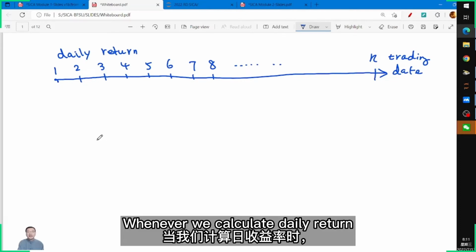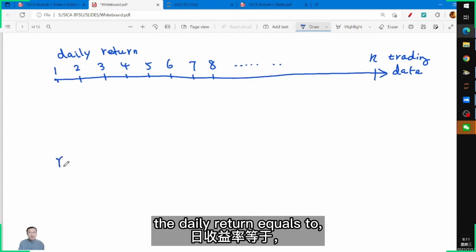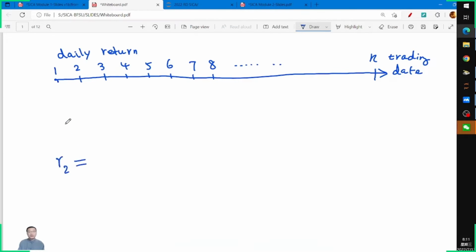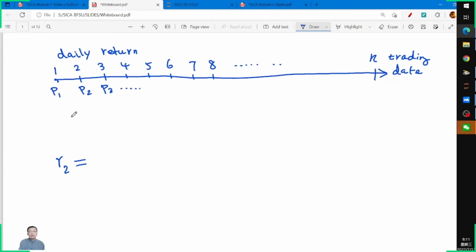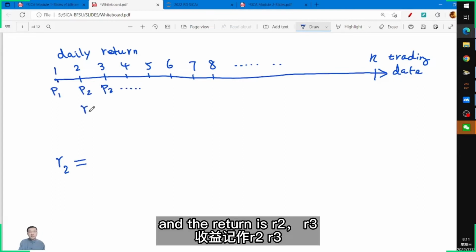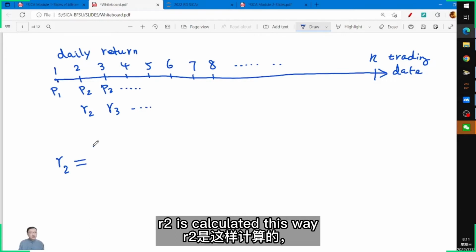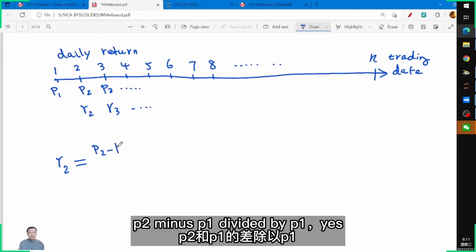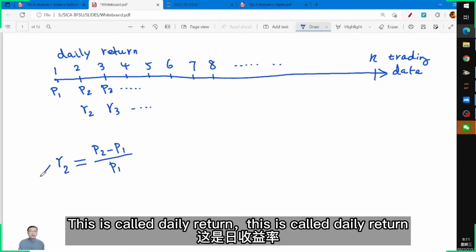Whenever we calculate daily return, we simply use this way. For example, suppose the stock price on day 1 is P1, then P2, P3, and so on. And the return is R2, R3. So how to calculate R2? R2 is calculated this way: P2 minus P1 divided by P1. This is called daily return.